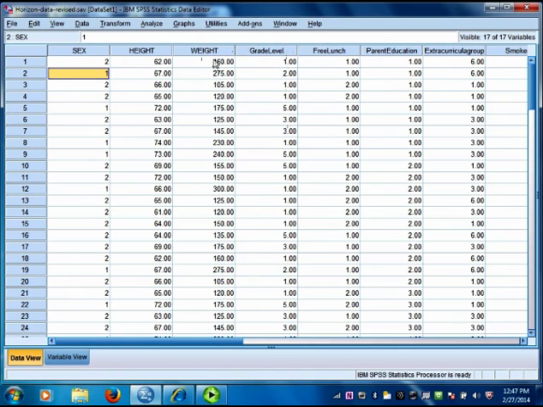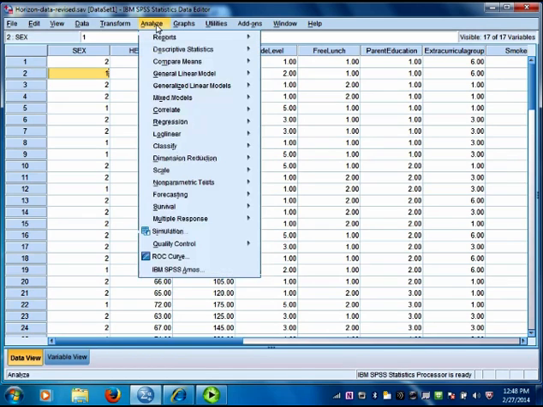Weight is a continuous variable and grade level is a categorical variable with 4 categories: grade 10, grade 11, grade 12, and grade 9. And the hypothesis would be there is a significant difference on average weight among students in 4 different grade levels. Or we can make it directional. We can say 12th graders' weight is higher than the other 3 groups.